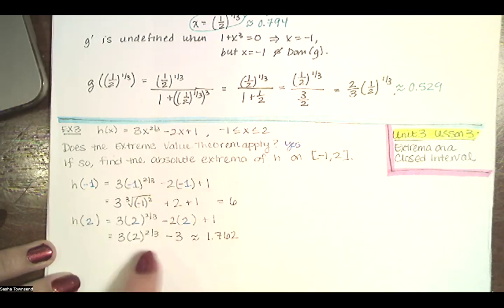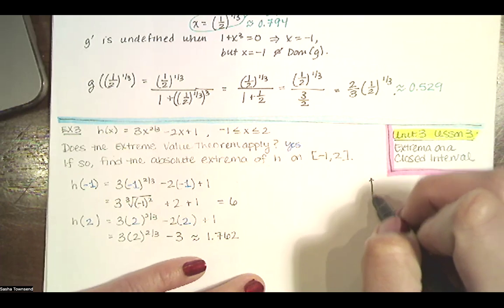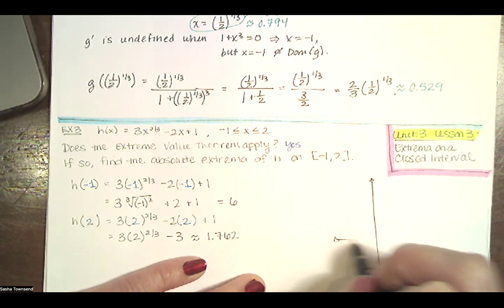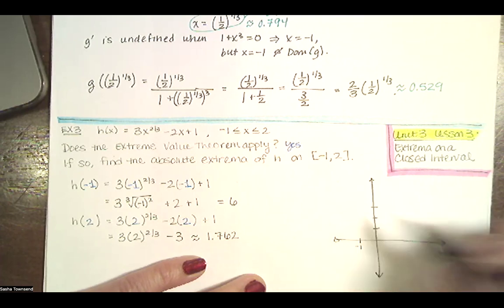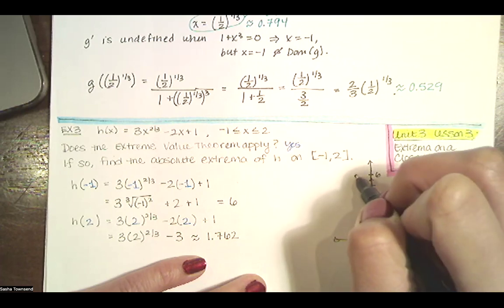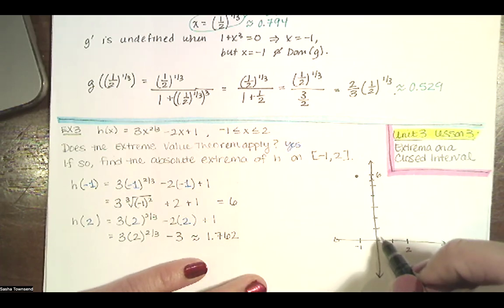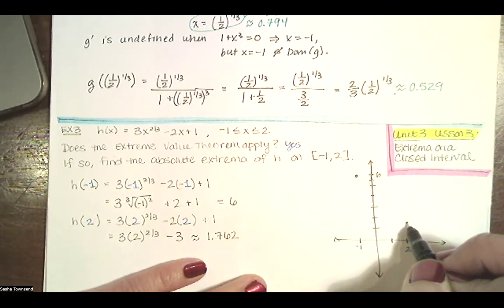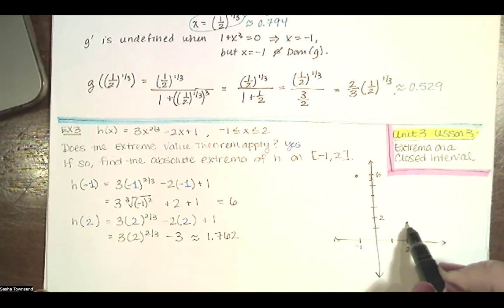before the video started. So we know that when x equals -1, the y value on the graph is 6. And when x equals 2, the y value in the graph is 1.762 approximately. So we can graph that function. Even if we don't know the rest of what it looks like, we know that at -1, the y value is 6. I know that that's true. And I know that at x equals 2, the y value is approximately 1.762 or about 1.8-ish. And so we get that value.